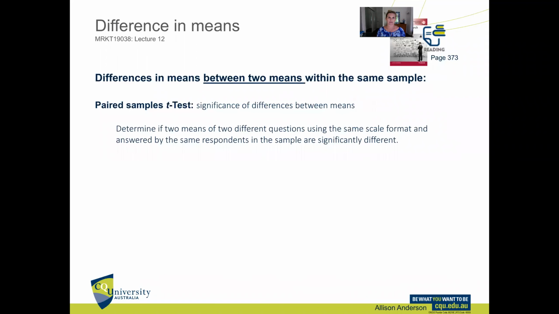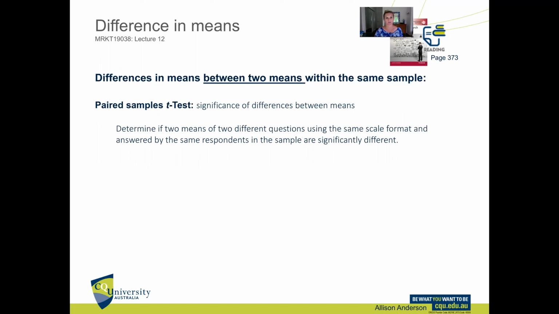Okay, now I think this is my last slide. Yep, so there's finally the differences in means between two means within the same sample. So that's called a paired samples t-test, which is the significance of differences between means. So that determines if two means of two different questions using the same scale format and answered by the same respondents in the same sample are significantly different.